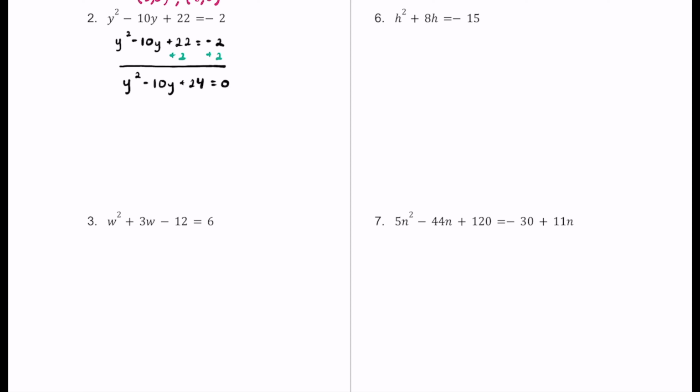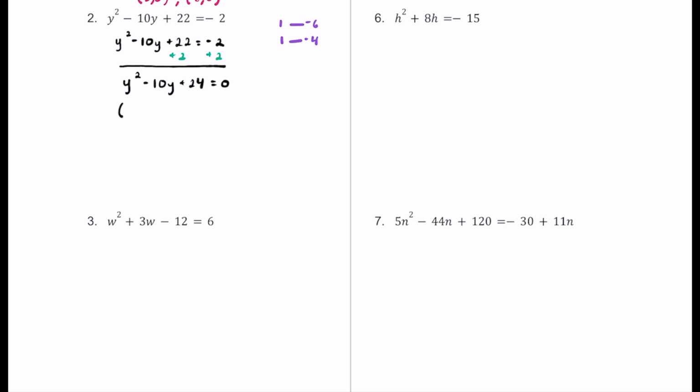All right, so at this point, we're going to try to factor, right? The factors of this y squared, the coefficient of 1, is just going to be 1 and 1, nice and easy. Then we need 2 factors of 24 that add to negative 10. So I'm thinking negative 6 and negative 4. Those multiply to get positive 24, but add to get negative 10. And I think that's going to work just nicely.